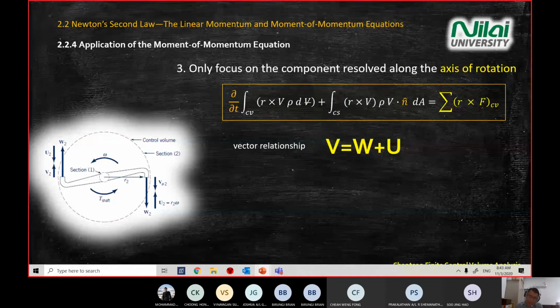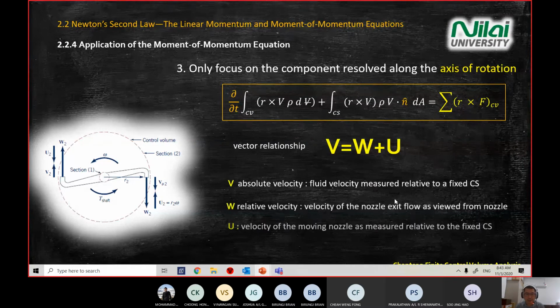So on the third part there, question 33, a vector relationship, we still need to call out the vector relationship. V equal to W plus U. We've seen it in our aircraft engine question, right? You've seen this one before already. So V absolute, W relative, U is our reference relative to a fixed control surface. This is our vector equation.